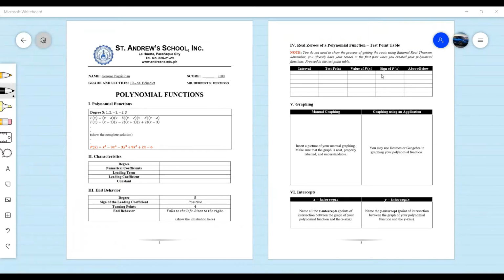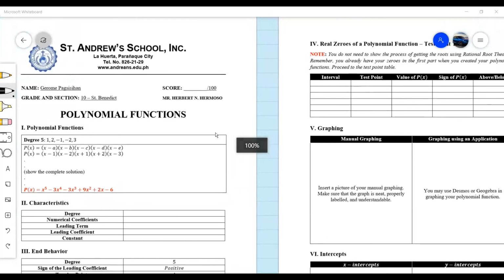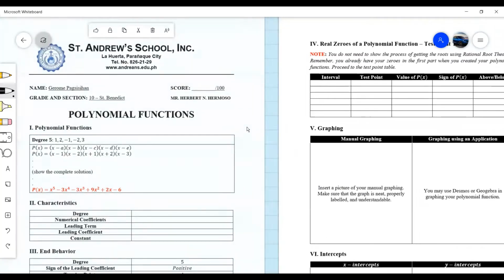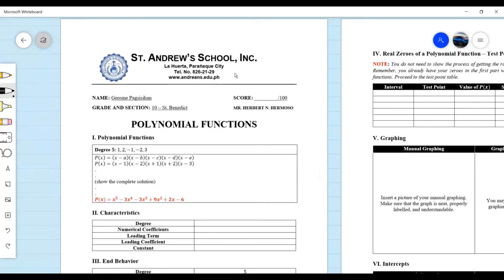The purpose of this one is for you to be able to determine where the turning point is. Is it above? Is it below? And how do we know that one? Later you will be able to understand using the example that I will be providing. So let's start. Let me zoom this out. Let's start with the first page.